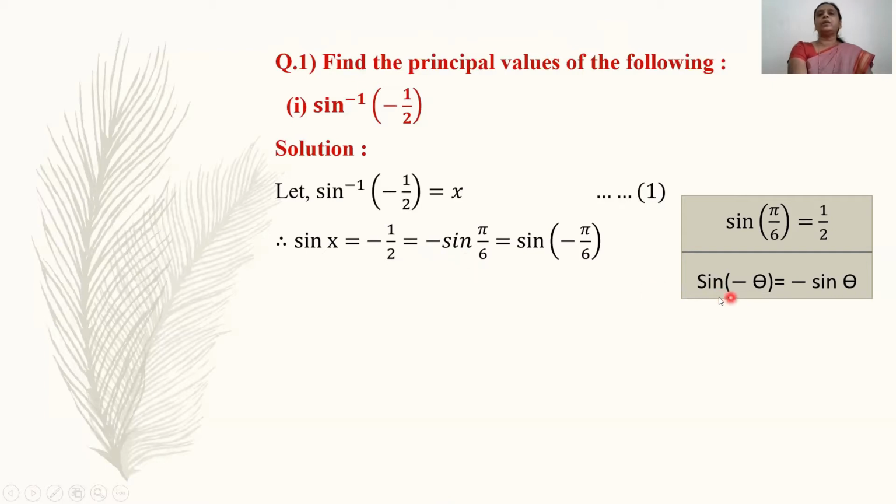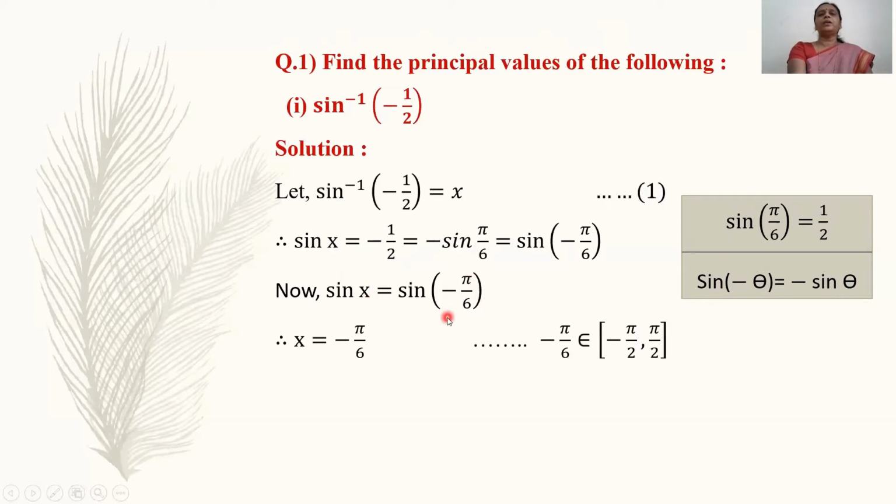Again, you know the formula, sine minus theta is minus sine theta. Means if minus sign is outside the bracket, you can take that sign inside the bracket. Here minus sign is outside the bracket, therefore I will take that inside the bracket by this property. Therefore, write down minus sine pi by 6 is equal to sine in the bracket minus pi by 6. Now, sin x is equal to sine minus pi by 6 from this equation. Now, if I compare these two equations, x must be equal to minus pi by 6.